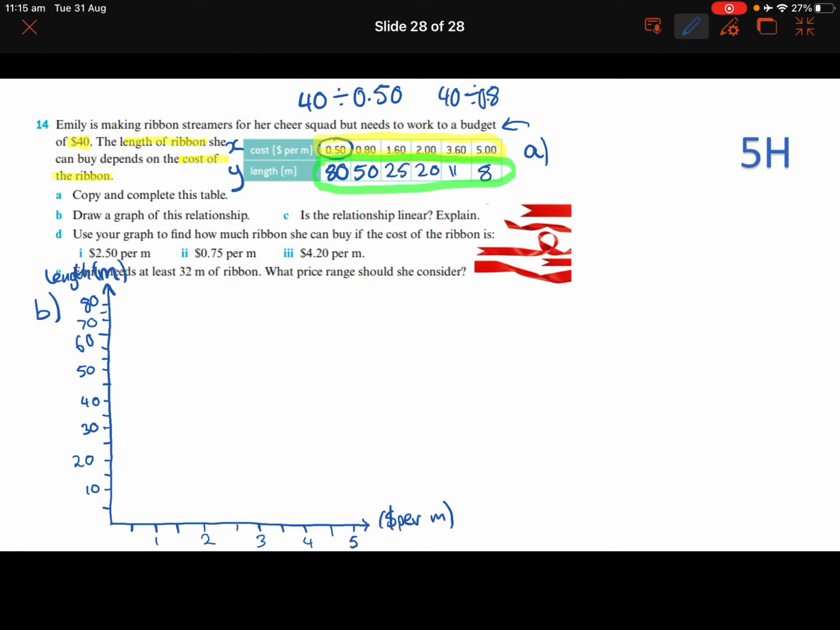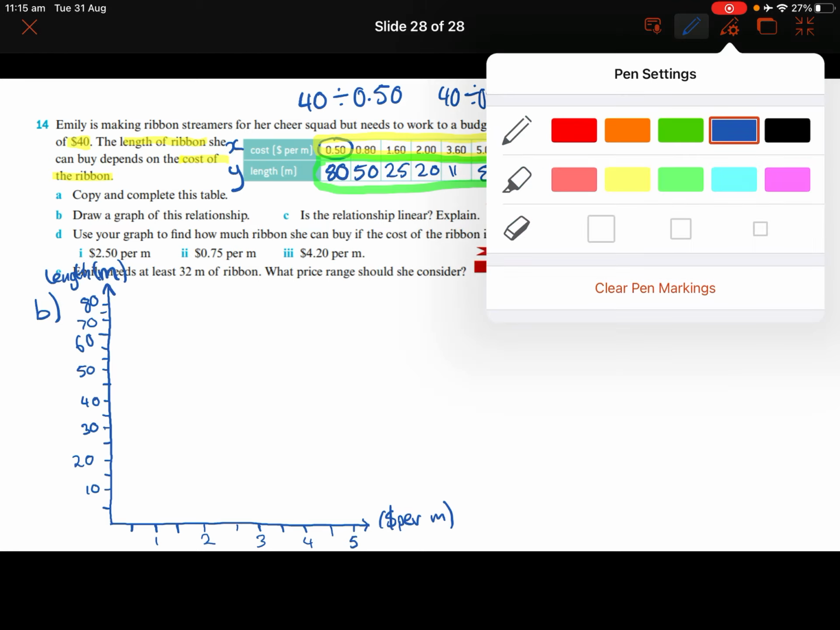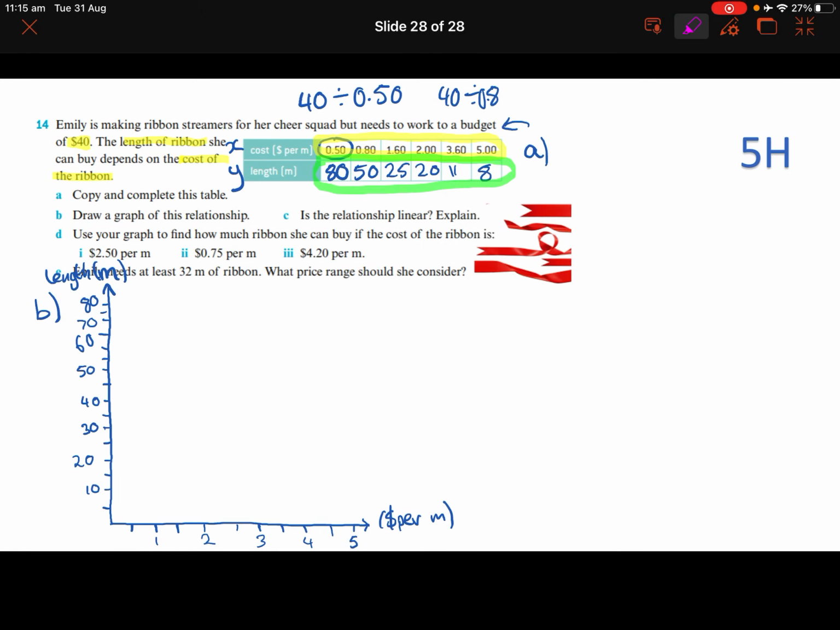All right, so let's plot our points. The first one I'm going to do is at 50 cents, she gets 80 meters. So at 50 cents, she gets 80, so you're going to have a point here. At 80 cents, you're going to get 50. So just before the 1 along our x-axis, because that's 0.8, we're going to be at 50. So I'm going to put it about here.